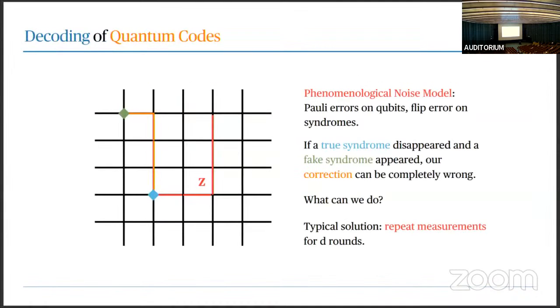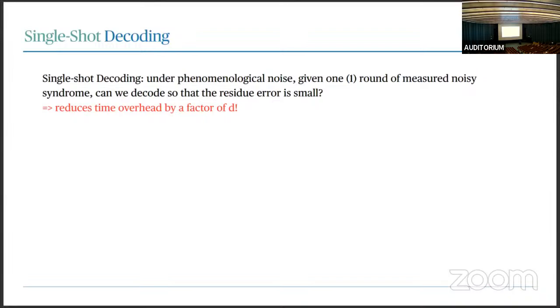Right here, I need to measure syndromes for D rounds, which is a really pretty heavy time overhead for decoding. And the question is, is it possible for me to do this decoding with only 1 round of noisy, mistaken syndrome information? And this is the idea of single-shot decoding, which is, suppose you give me not D rounds, but just 1 round of syndrome information. Can I still reasonably do this decoding task? And what does reasonable mean? Reasonable means that we'll decode it such that the residual error is small. There's no way I could do perfect decoding when my syndrome is wrong, but can I at least guarantee that the residual syndrome is small or reduce the problem?